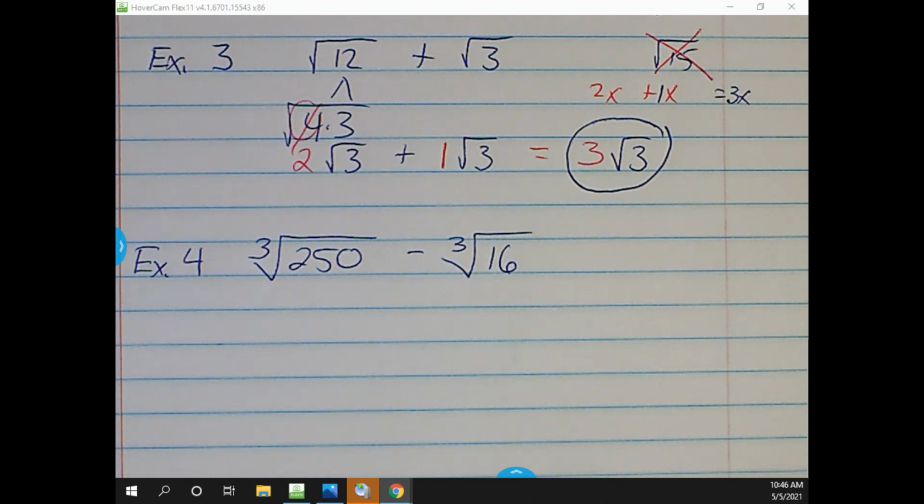I don't know that 6 times 6 times 6 right off the top of my head. If I sit there and think about it, sure, I can figure it out. But I don't know what 7 times 7 times 7 is right off the top of my head. So cube root numbers, those you have to think about a little bit more.